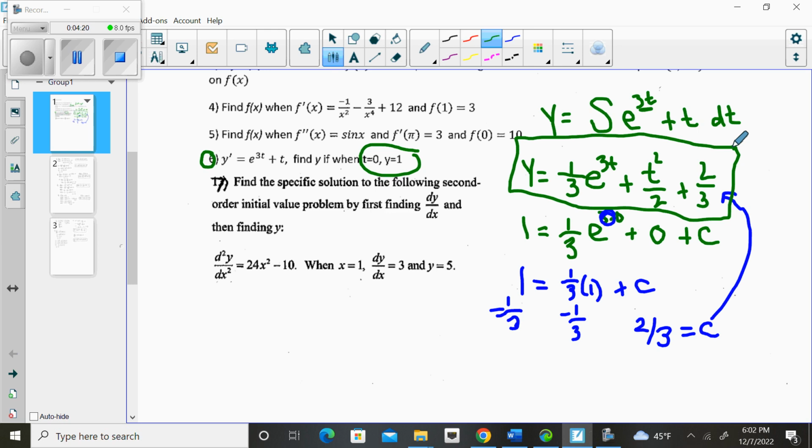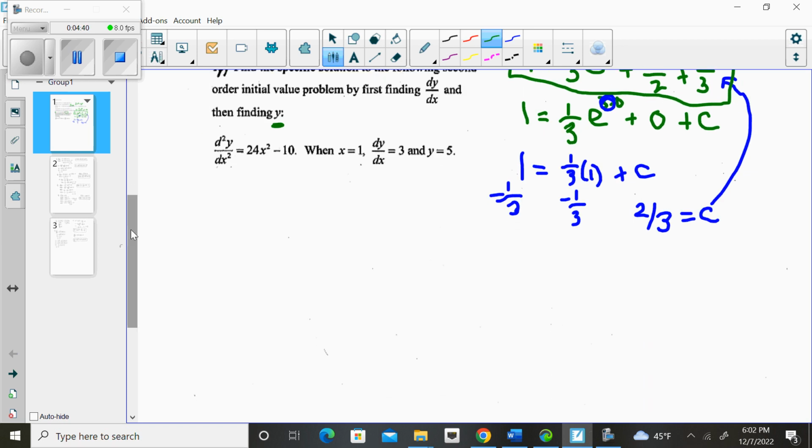Now I'm also going to do 7 with you. So 7 is a 2-step, because it gives you the second derivative and asks you to go all the way back and find y. So it's giving you the second derivative of y with respect to x. If I want to find the first derivative of y with respect to x, this was the second derivative, so the first derivative is the antiderivative, and this is not hard math at all. This is simple power rule.